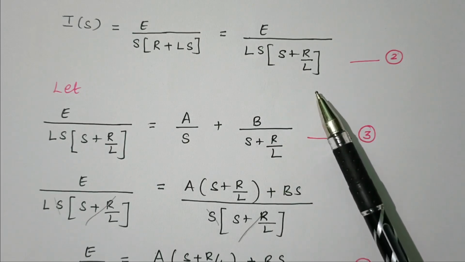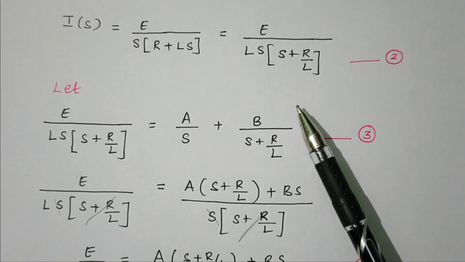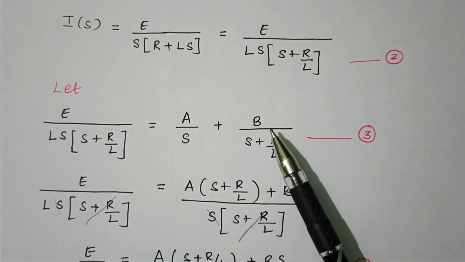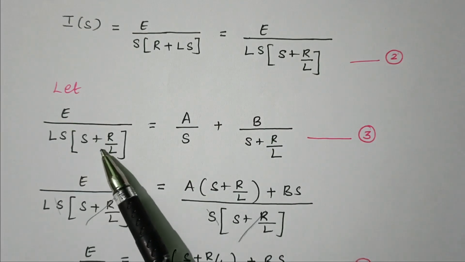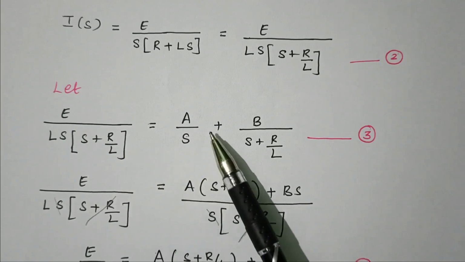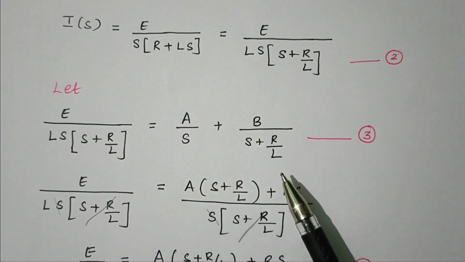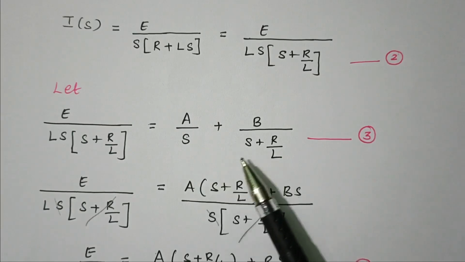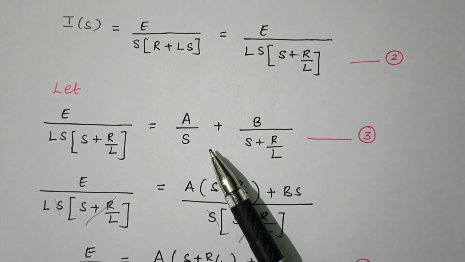Right. Now we'll take the partial fraction. In order to take the inverse Laplace, we need to split the term. Then only we can take the inverse Laplace. Let us consider E divided by L s into s plus R by L, which can be written as A by s plus B by s plus R by L. This is called a partial fraction. So the two s terms are split. Then only can we find the inverse Laplace transform.